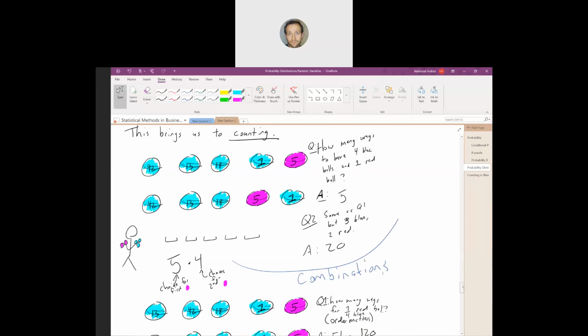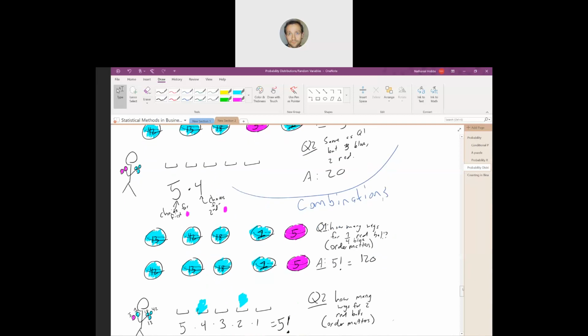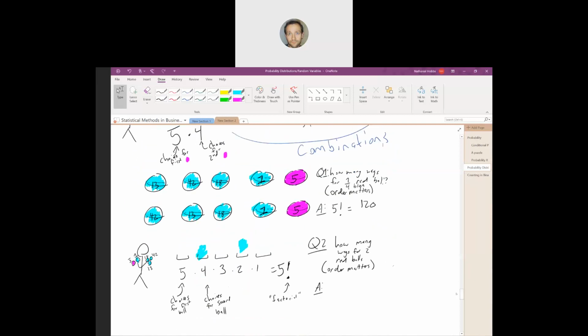And that's when you don't care about order. When you do care about order, these are called permutations. Okay, so there's a difference between these 2 words if you're talking about the number of combinations versus the number of permutations. Permutations, order matters. Combinations, it does not.